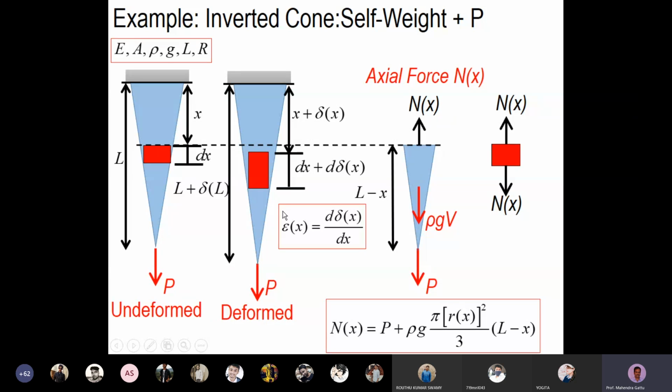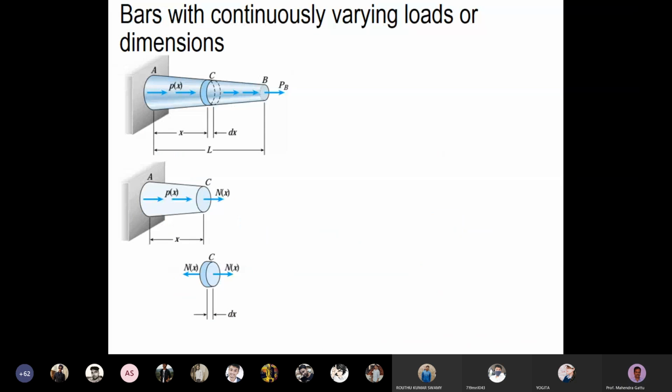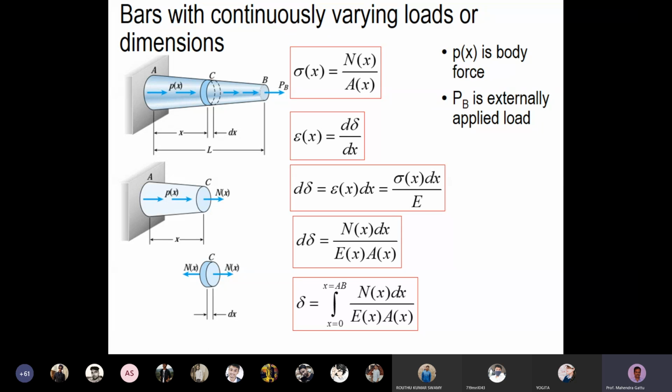Okay, so I think we conclude this class. We have discussed bars with continuously varying loads or continuously varying dimensions. Here it is a frustum of a cone, and the diameter is shrinking from dA to dB, and we are asked to analyze this. You usually follow the same procedure. There's not much change.